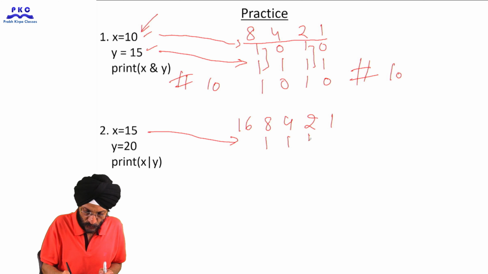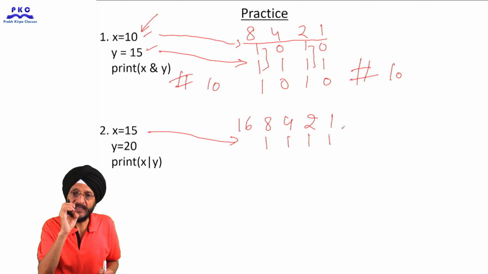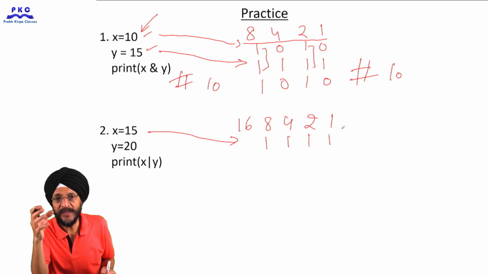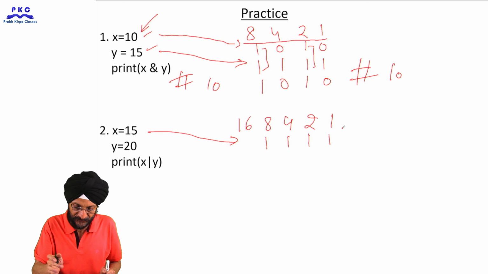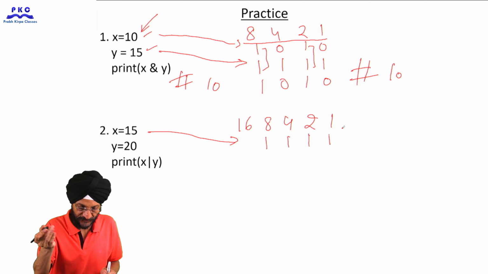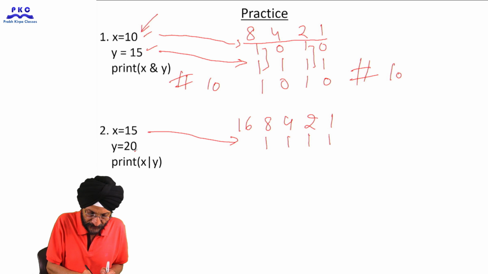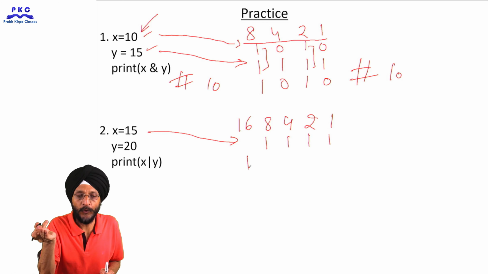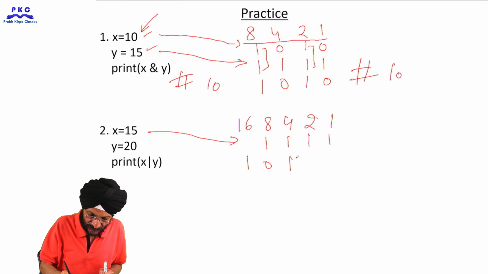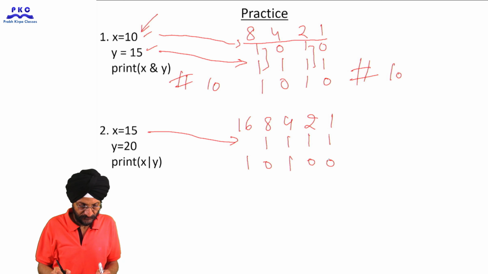8, 4, 2, 1. We will write 1 below those figures which we will actually be using. We will be adding those figures to arrive at 15. How can we get 20? 16 plus 4. In the case of the others, we will write zeros.